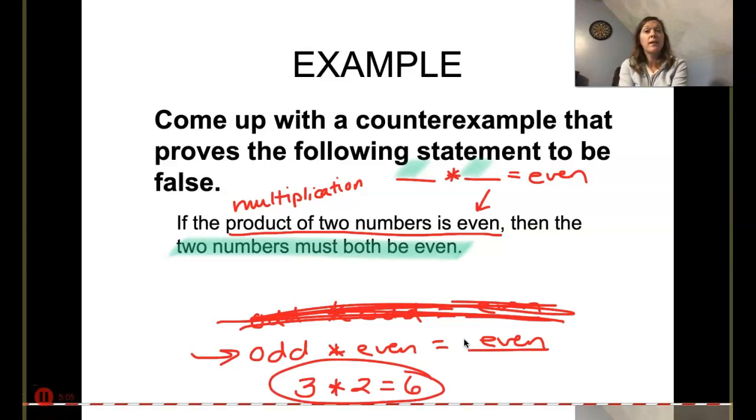What will be another one? 5 times 2 equals 10. 7 times 2 is 14. 4 times 7 is 28. Any odd number times an even number will always result in an even number. So there would be my counterexample.